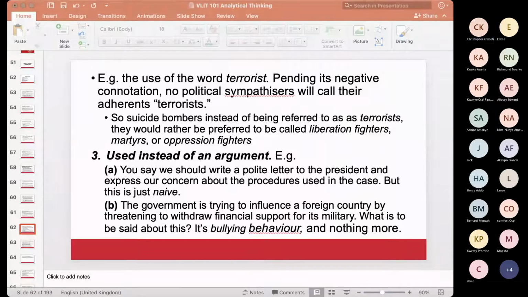Bernard. Yes, sir. Go ahead. Yes. Sabina, you can go ahead. Sabina, what do you want to share with us? Sabina Amachi, what do you want to share?